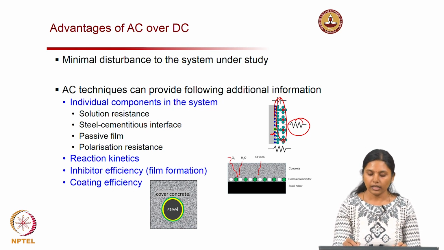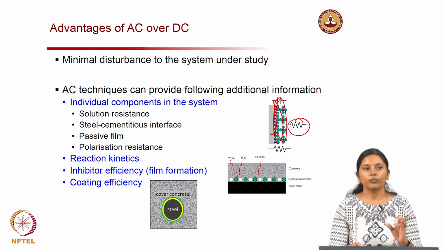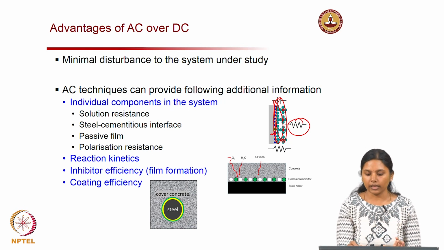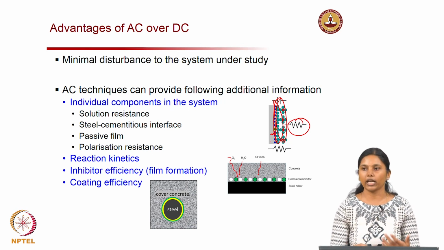For example, there is a reactive species that is adherent to this layer. So, how fast or how slow the reaction is happening, so that there is a change in this layer, that also can be determined with the help of this technique.